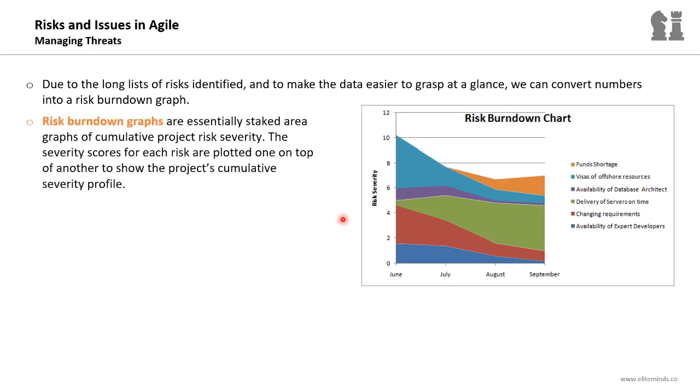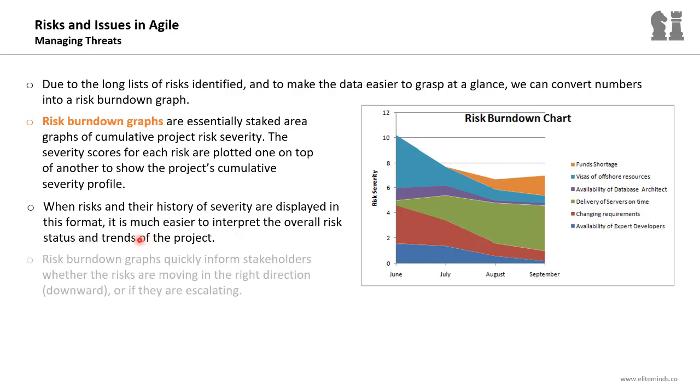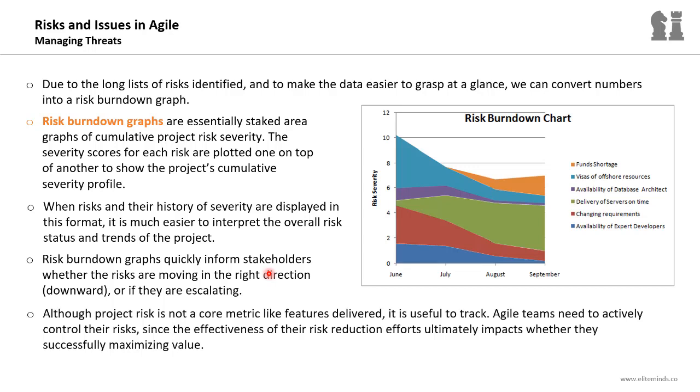Risk burn down graphs are essentially stacked area graphs of cumulative project risk severity. So it's cumulative, considering all the project individual threats. The severity scores for each risk are plotted one on top of another to show the project's cumulative severity profile. When risks and their history of severity are displayed in this format, it's much easier to interpret the overall risk status and trends of the project. Risk burn down graphs quickly inform stakeholders whether the risks are moving in the right direction, which should be downward in a burn down chart, or if they are escalating.